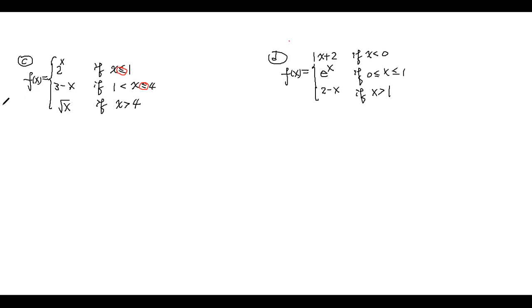Okay, so now what we want to do is take a look at those jumping points here. First, the first one here is x equals 1. This is the jumping point. So let's take a look at what f of 1 is.